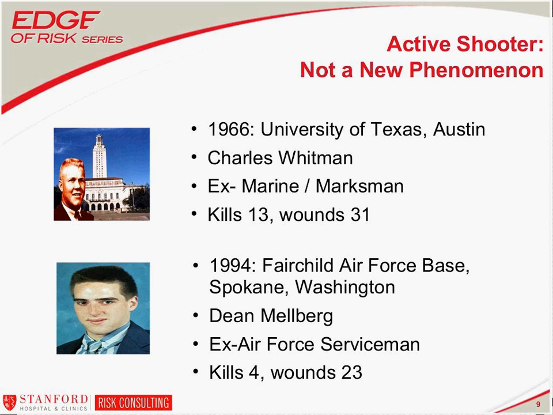Another high-profile shooting occurred at a hospital in 1994, when an ex-Air Force serviceman entered Fairchild Air Force Base Hospital in Spokane, Washington, with an AK-47. Dean Mellberg targeted 2 psychologists who recommended his discharge and then continued to move throughout the hospital's facility, killing 4 and wounding 23. And of course, we are all familiar with the shootings at Virginia Tech, Columbine, and Tucson, Arizona.